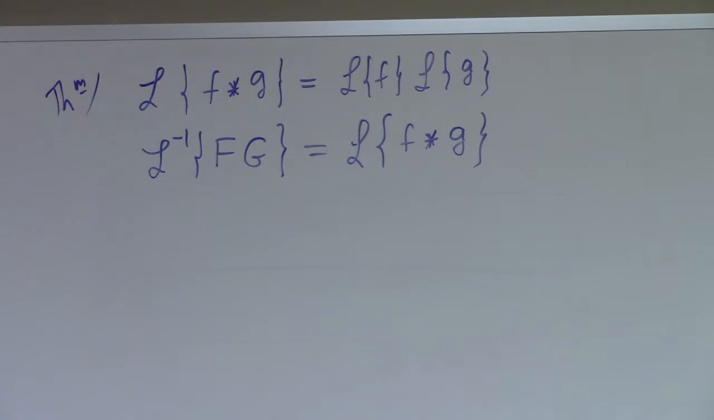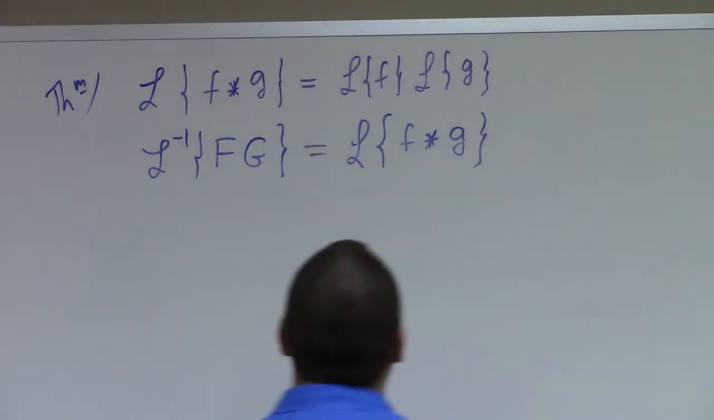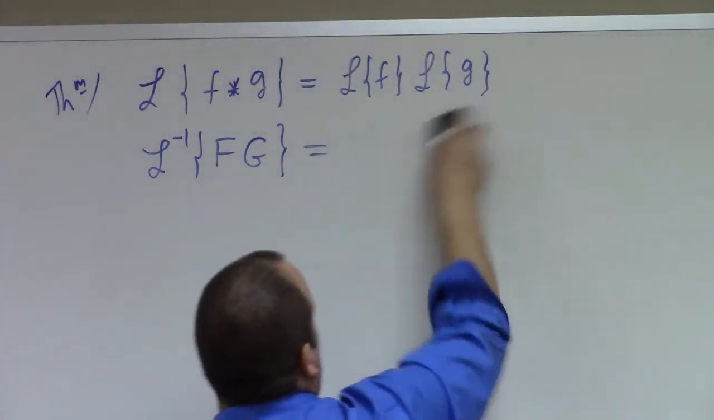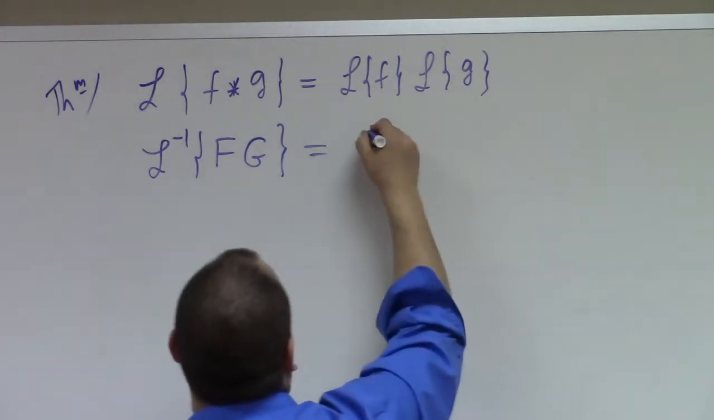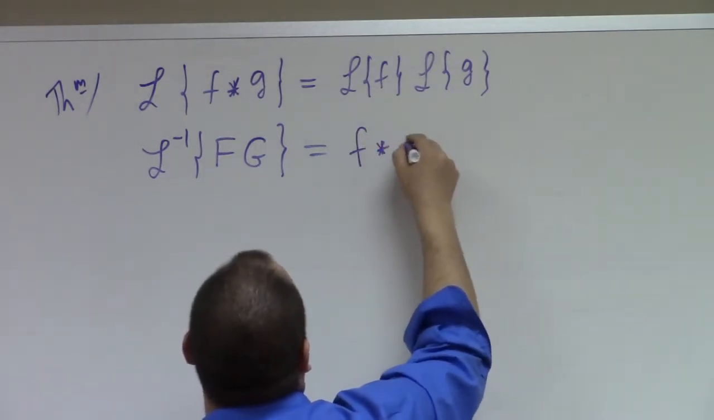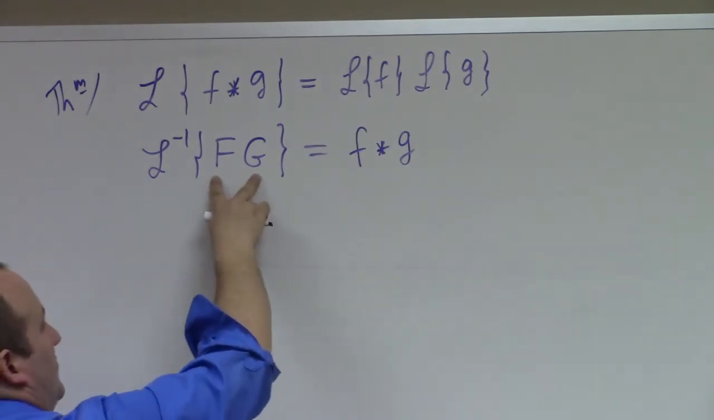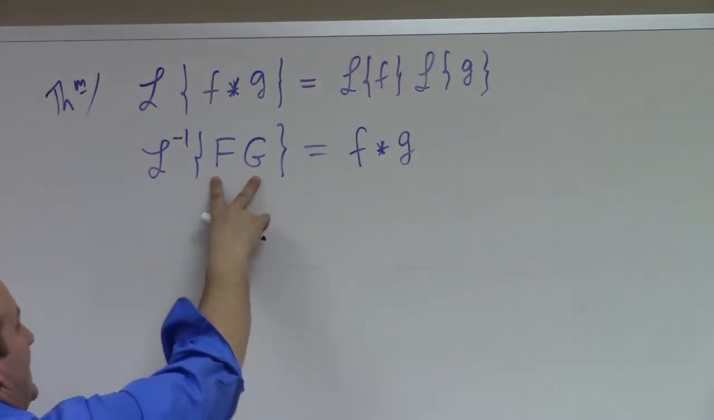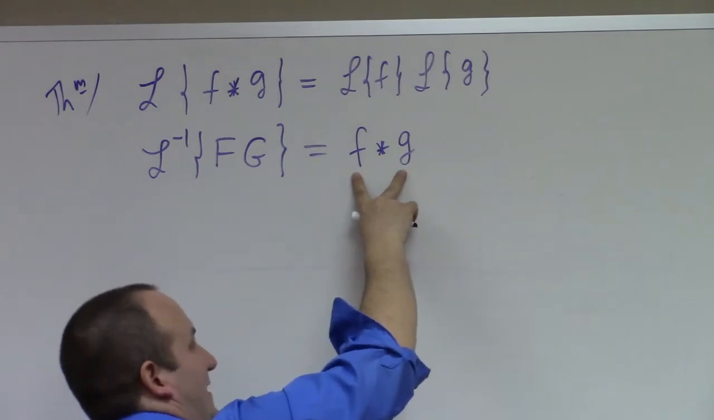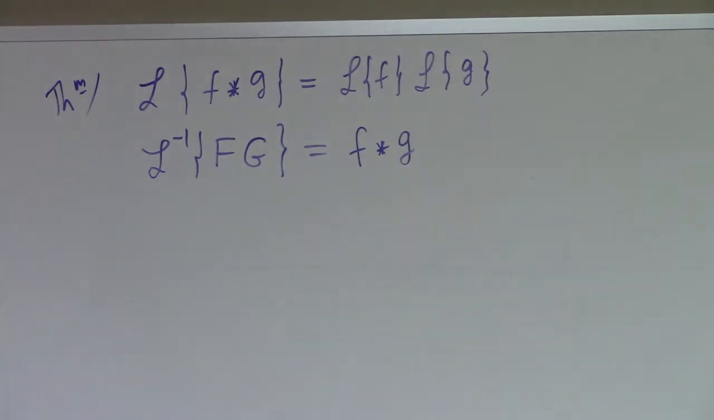Wait a minute. Yeah, sorry. So you could see this as a sort of homomorphism kind of result, right? In other words, this product in the frequency domain becomes that product in the time domain. It's a sort of homomorphism of sorts.